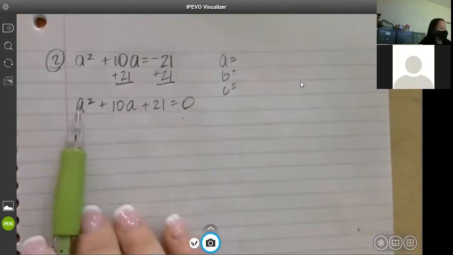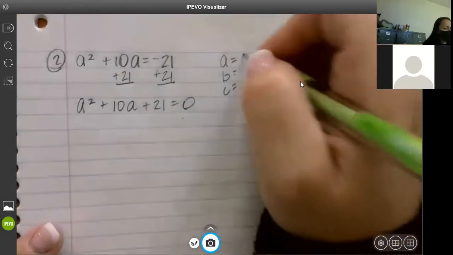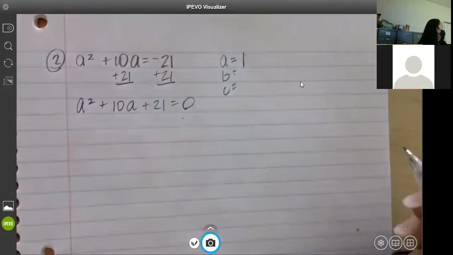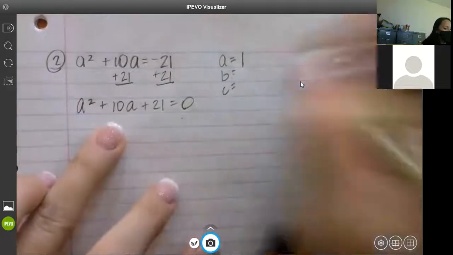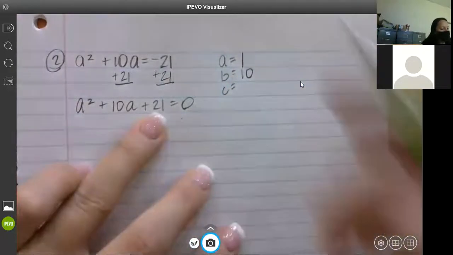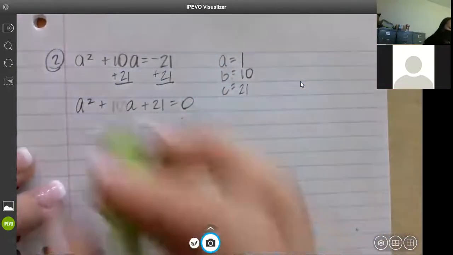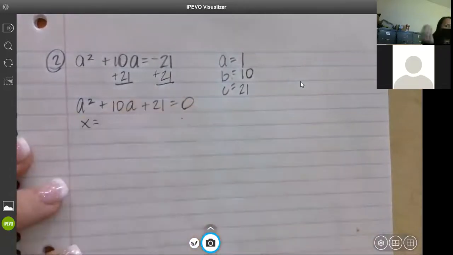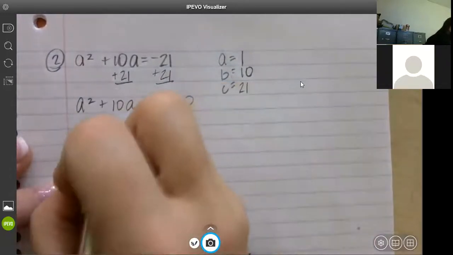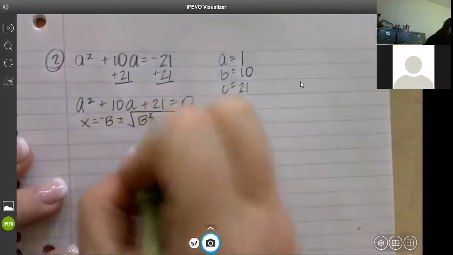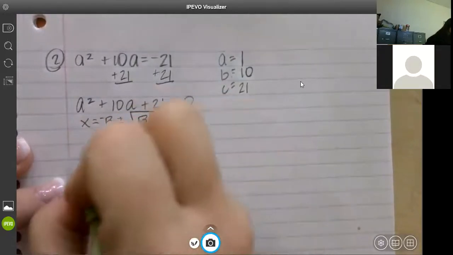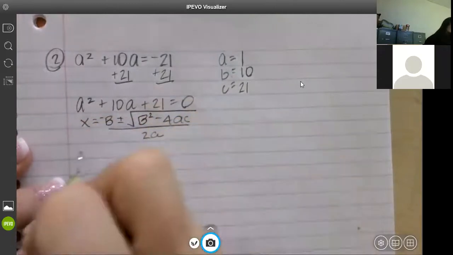What's the number in front of a squared? Sometimes that'll be different. So right now on this sheet, everything is 1. So you should be fine with that. B, what's your middle number? +10. What's your last number? 21. I'm going to rewrite my formula just because I don't have it on this sheet anywhere. X equals -b plus or minus the square root of b squared minus 4ac all over 2a.